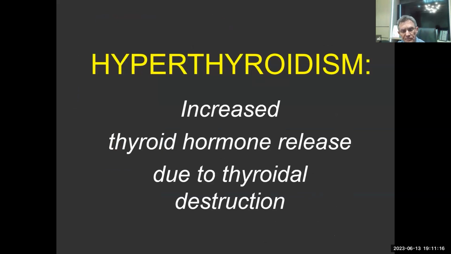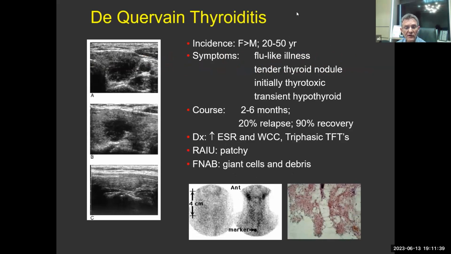So we've spoken about the common causes of thyroid disorders, such as Graves' and multinodular goiter, where you have hyperthyroidism due to increased thyroid hormone synthesis and release by the thyroid gland. Now, thyrotoxicosis, on the other hand, is when you get destruction of the thyroid gland. And one of the commonest causes for destruction of the thyroid gland, here you can see an ultrasound showing necrotic nodules, is de Quervain or viral thyroiditis.